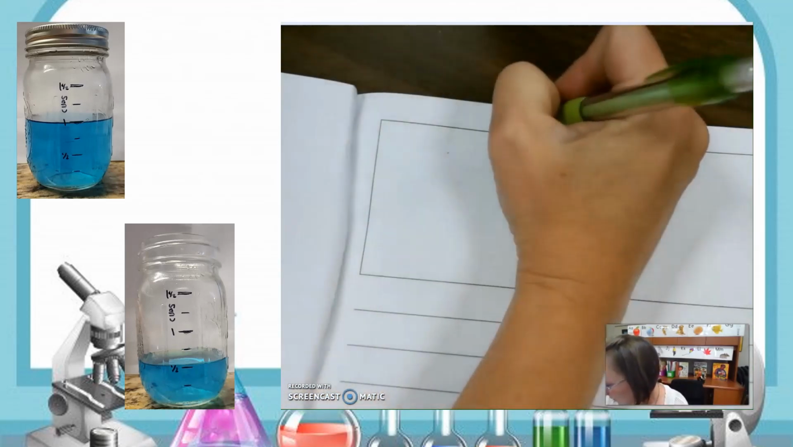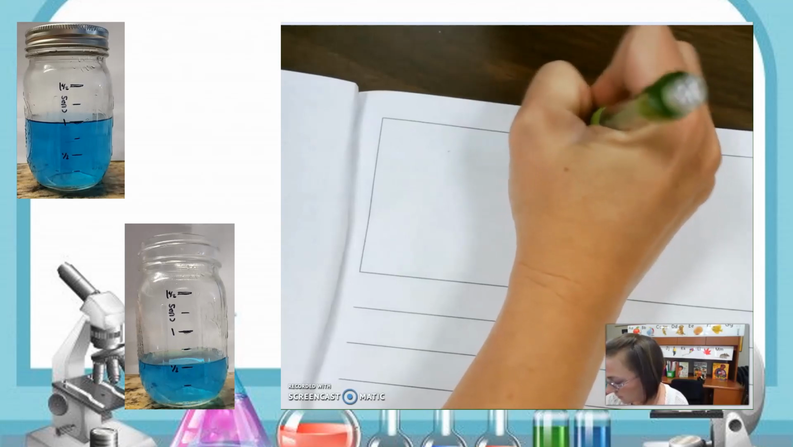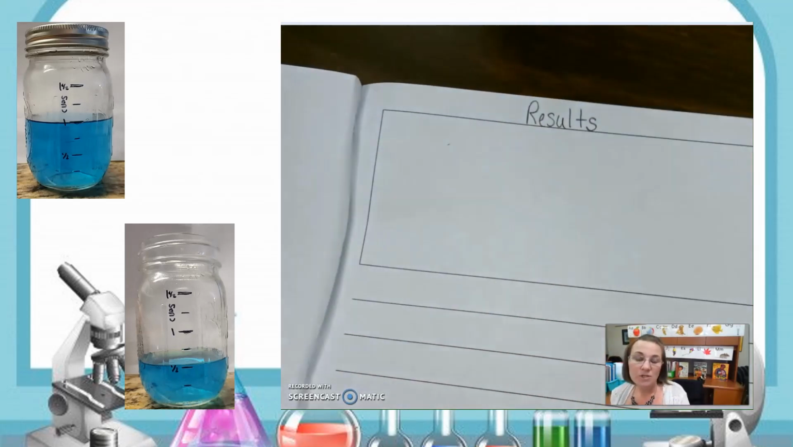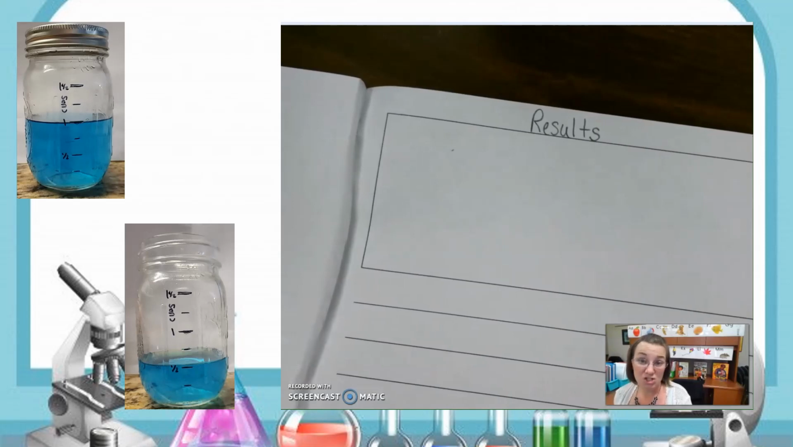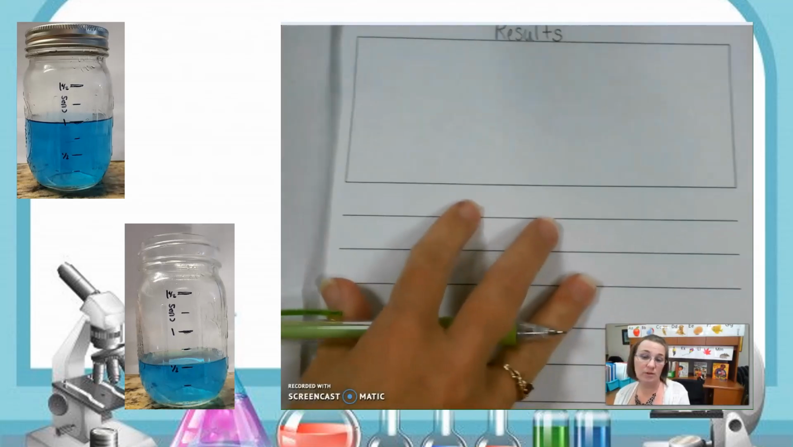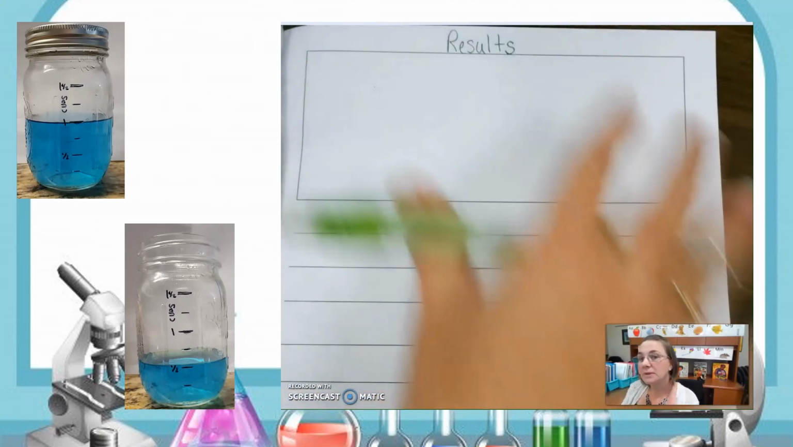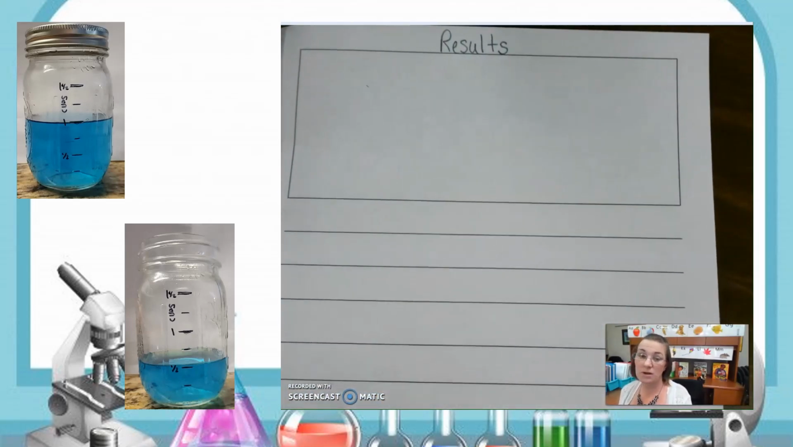At the top, I'm going to label it with Results, just like we've been doing on all of the other pages. Now I'm going to show you how to make a text feature, a chart, to help share your results. Since I'm using the second grade writing paper, I'm going to use the sketch box at the top. If you're using blank paper, you can put your box wherever you want.